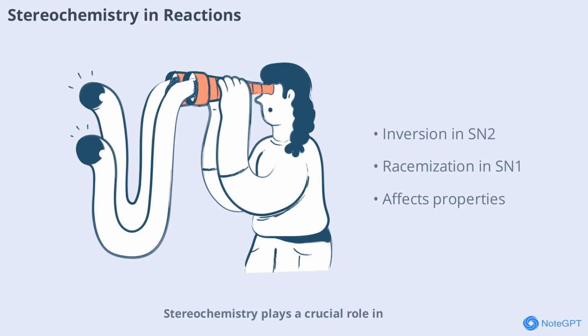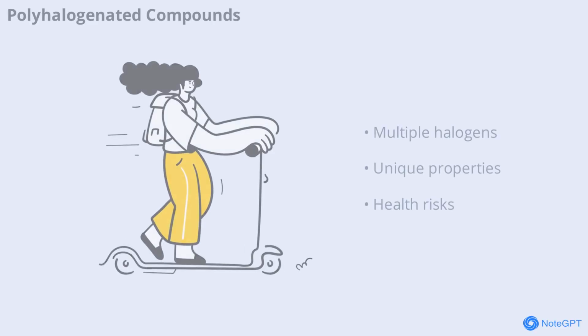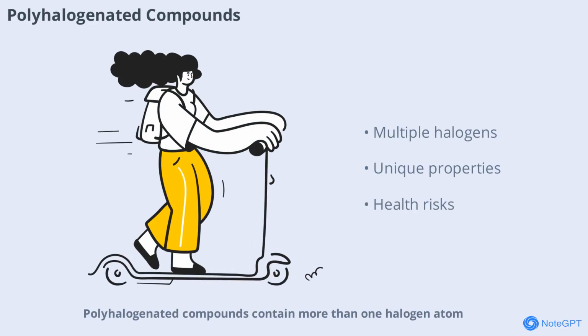Stereochemistry plays a crucial role in the reactions of haloalkanes and haloarenes. SN2 reactions result in inversion of configuration, while SN1 reactions can lead to racemization. The spatial arrangement of atoms affects the properties and biological activity of the resulting compounds, making stereochemistry an important consideration in synthesis.